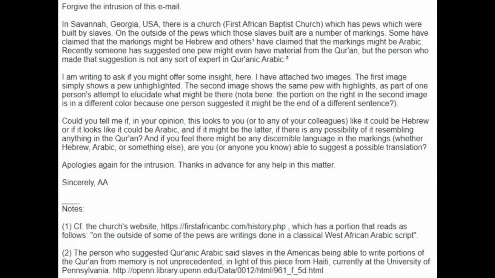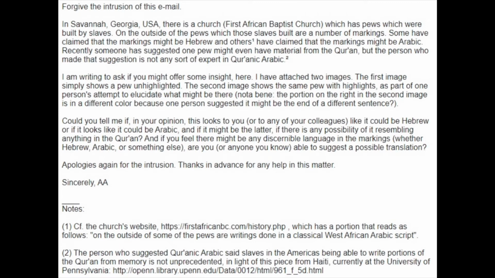Along with those images, I sent each professor the exact same email text, which read as follows, quote, "Forgive the intrusion of this email. In Savannah, Georgia, USA, there is a church, First African Baptist Church, which has pews which were built by slaves. On the outside of the pews which those slaves built are a number of markings. Some have claimed that the markings might be Hebrew, and others have claimed that the markings might be Arabic.